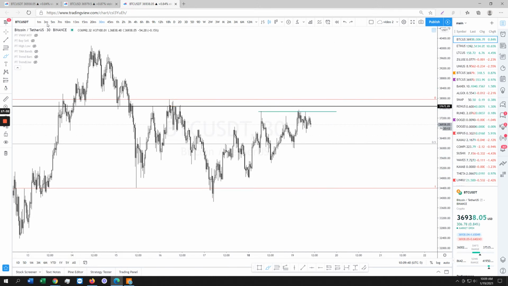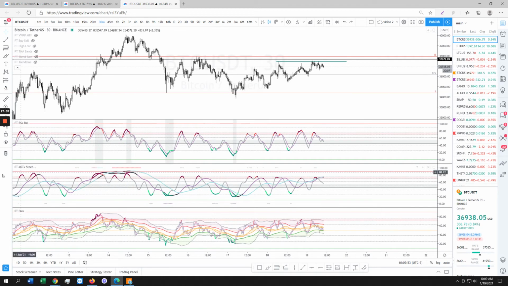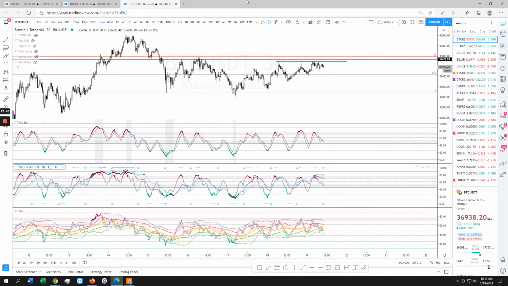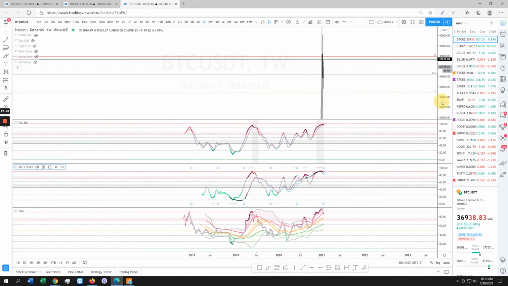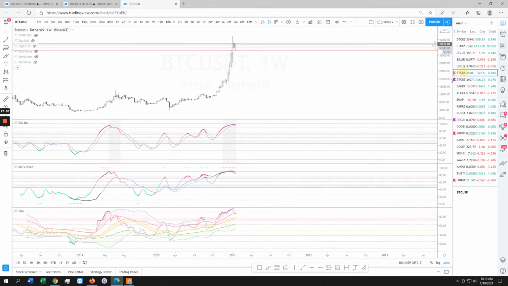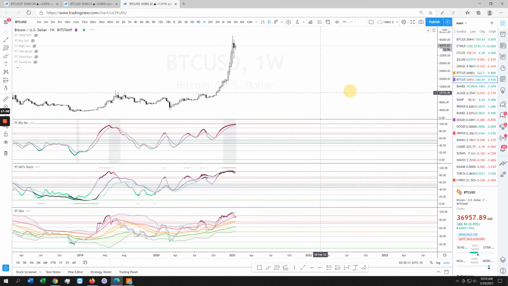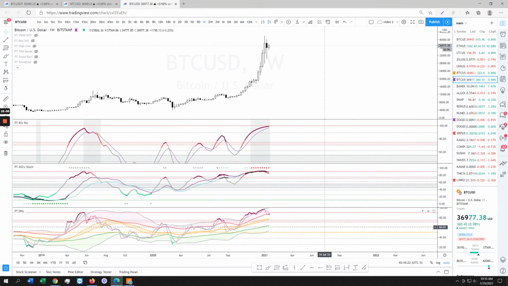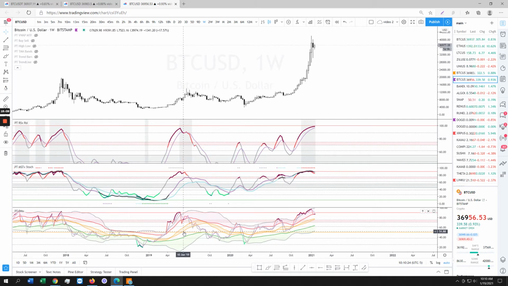Now, regarding oscillators. Weekly's about to cross. I need Bitstamp. Weekly is about to cross. It finally flatlined. So, I think down, bro. I think down.